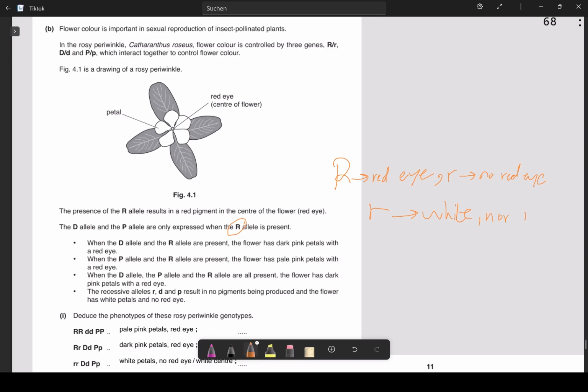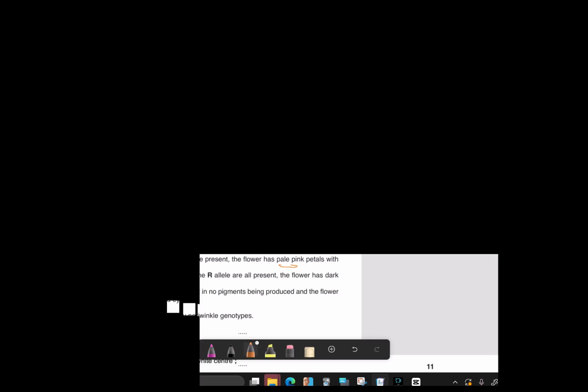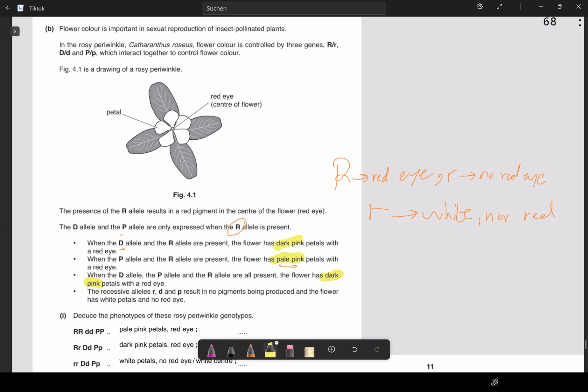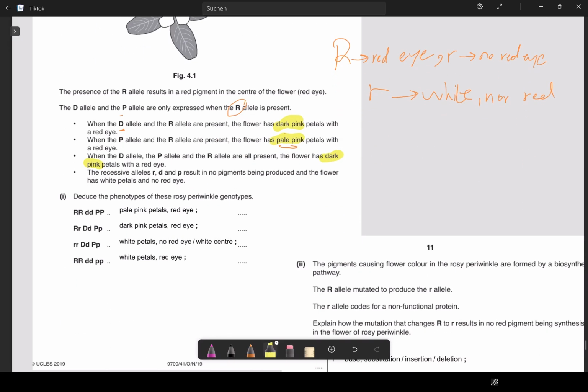What about if the R is present? When the dominant D and dominant R are present, the flower has dark pink petals with a red eye. But when the P and R are present, the flower has pale pink petals. When D, P, and R are all present, the flower has dark pink petals. So now they're kind of all co-dominant, because they all interact with each other differently. Now we're just going to look here and compare.